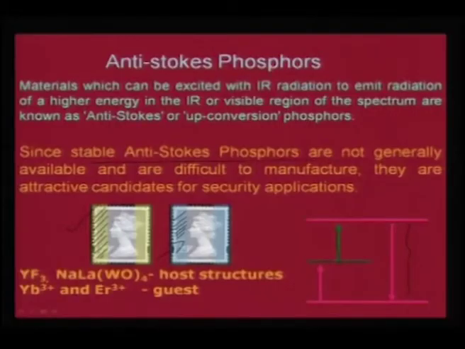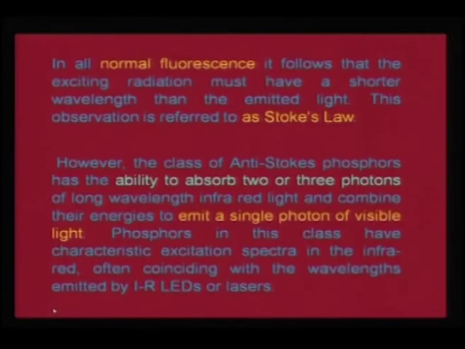Since stable anti-Stokes phosphors are not generally available and are difficult to manufacture, they are actually attractive candidates for security applications. 1 or 2 examples of that: yttrium fluoride and then sodium lanthanum tungstate. These are very critical to prepare. People who want to dupe can't easily make it. Therefore, these are special chemicals which have a controlled emission, and these are also called anti-Stokes phosphors.